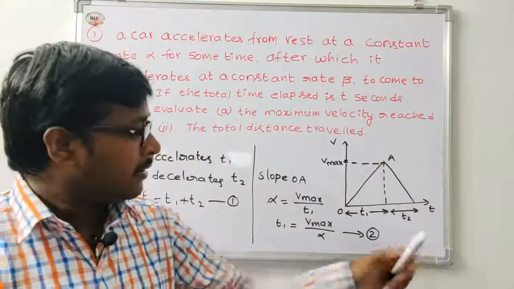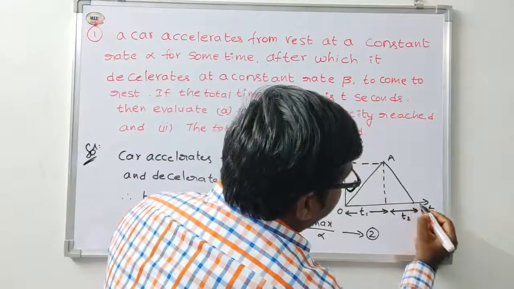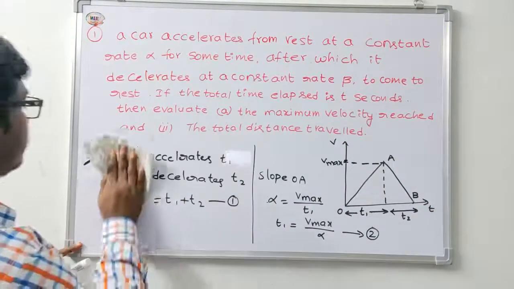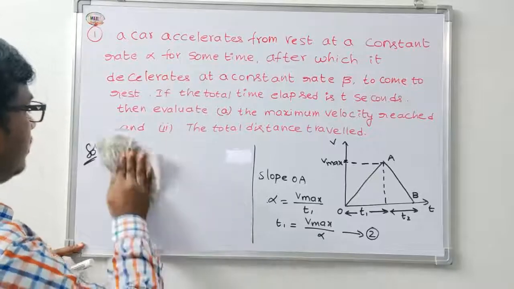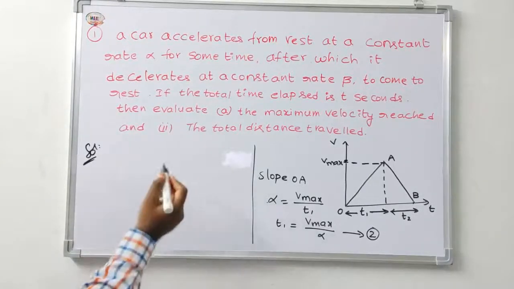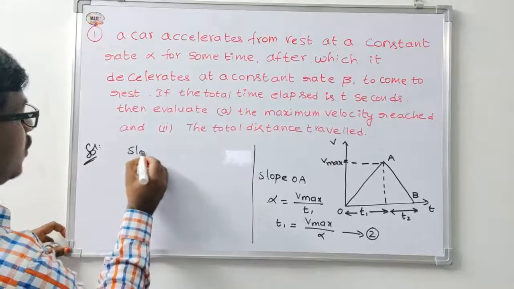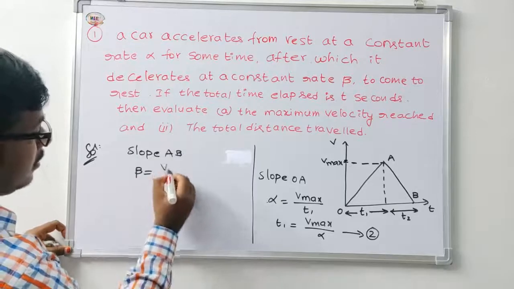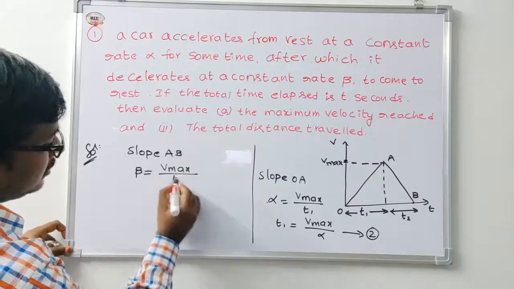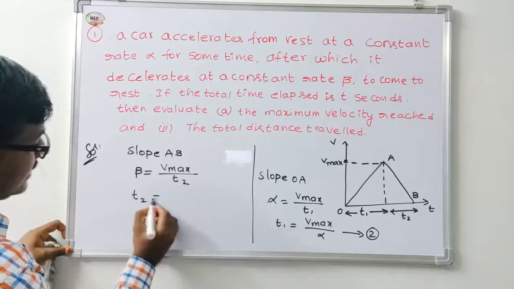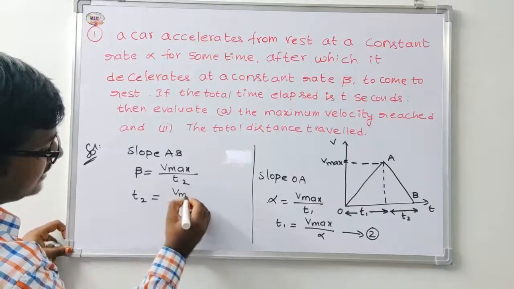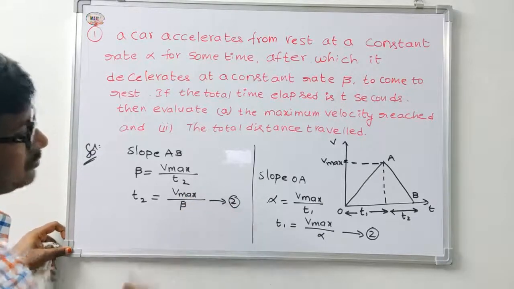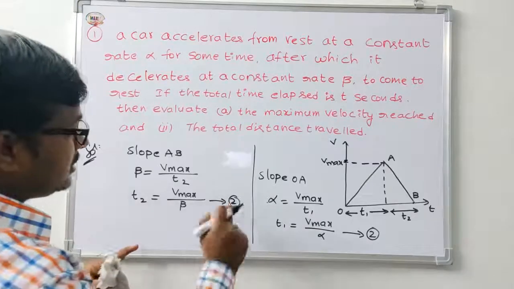Next, the slope of AB, from A to B. The velocity decreases, that is, it decelerates at a constant rate. Then the slope AB, beta, is equal to v maximum by t2, so t2 is equal to v maximum by beta. This is equation number 3.